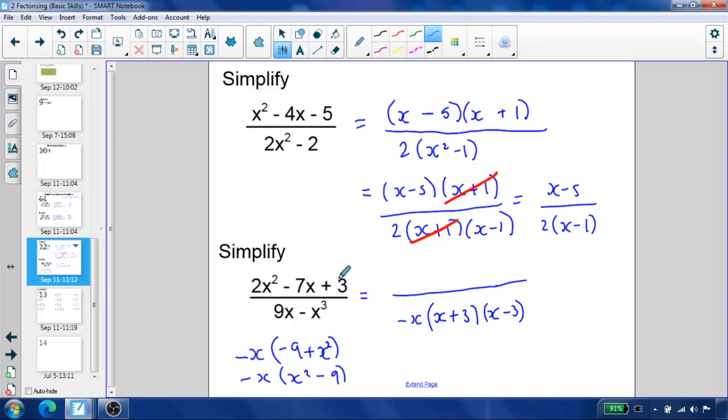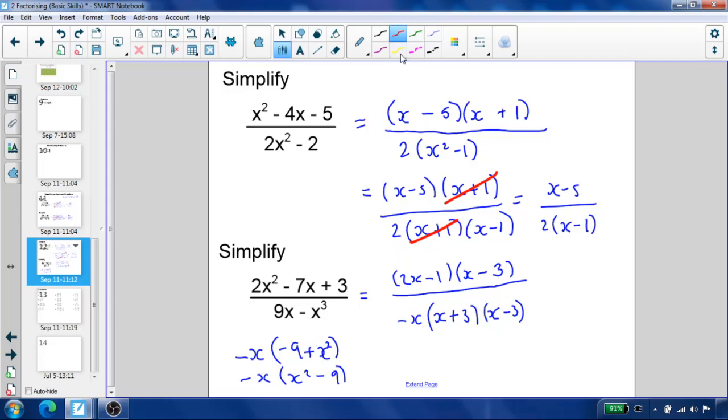Now let's look at the top part. I'm going to have 2x in one bracket and x in another bracket. Now 3 is prime, so I'm going to have 3 and 1. I just need to think about the positioning. I need to have a positive 3 and a negative 7x. Well, if I put the 3 there and the 1 there, I'm going to get a 6x and an x, which if they're both negative, will make a minus 7x and will make a positive 3.